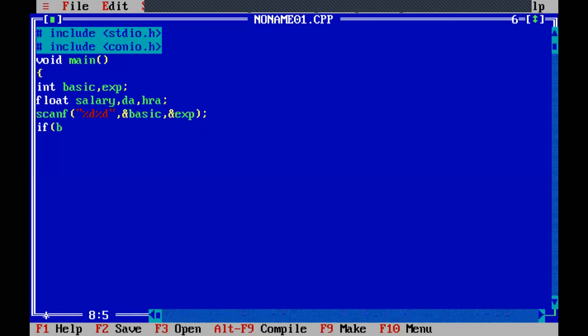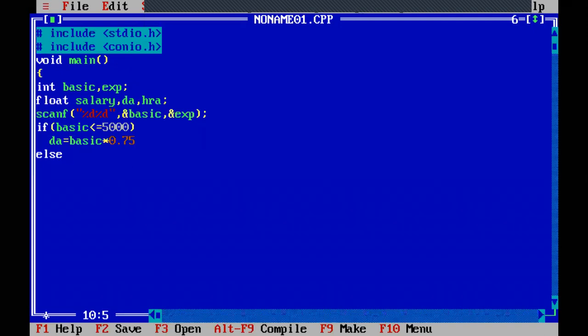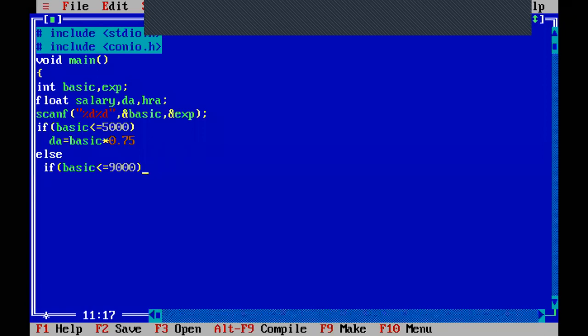If basic is less than or equal to 5000, first one, then DA equals basic into 0.75, so 75%. Else, what is the meaning of else? Basic is greater than 5000, so don't write again that basic is greater than 5000 and less than so and so. Else if basic is less than or equal to 9000, don't write greater than 5000 and less than or equal to 9000. Since it is else, it already means greater than 5000, so again no need to write it. Unnecessary conditions are not required.